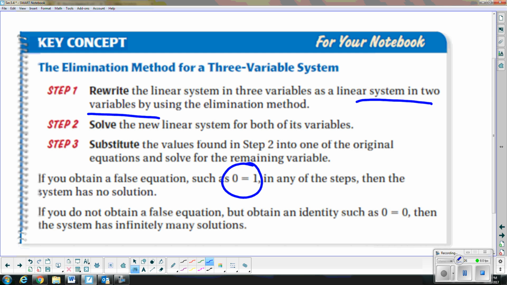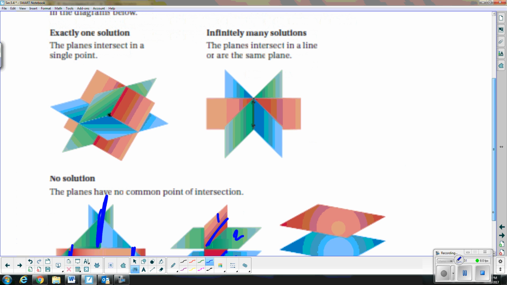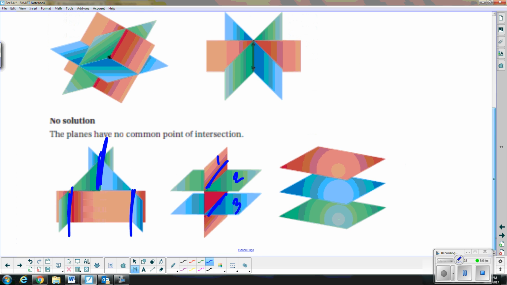Okay, so it doesn't matter if we only find it within 2 equations. Like if we look back here, and let's say we're working with equation 2 and equation 3, and we get no solution. If we get it for any 2 equations, the whole system is no solution.